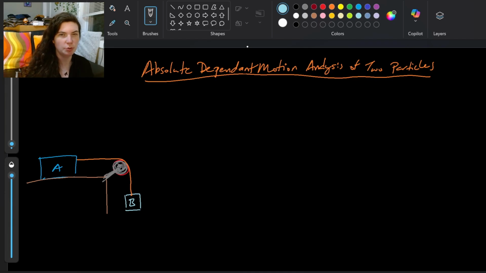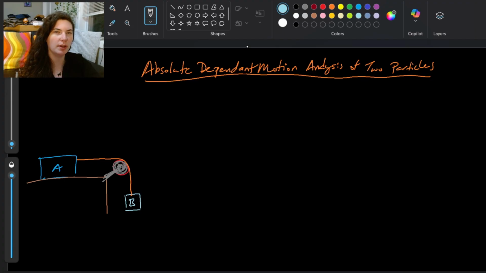Maybe intuitively, maybe not, we can see that the way that A moves is dependent on the way that B moves. The way that B moves is dependent on A. They move each other. They're connected through this rope that goes over a pulley. This is a common system that we see where the motion of something is related to something else. So this is the dependent motion analysis of these two particles. That's what we're going to be talking about.